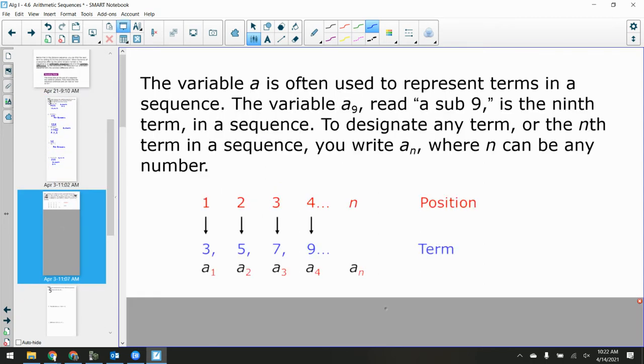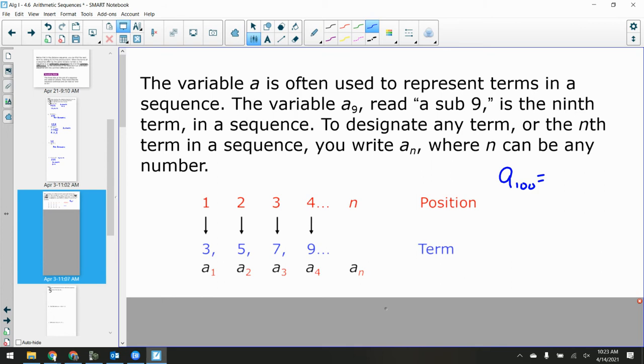The variable a is often used to represent terms in a sequence, so you can read a with a little subscript 9 as a sub 9. That is the 9th term in the sequence. So if I really truly asked you, what is the 100th term? The notation for that would be saying, okay, what is this equal to? Right? That's what I'm asking you. So if you ever see that notation and it asks you, okay, what's a sub 50? They're asking for the 50th term in that sequence.